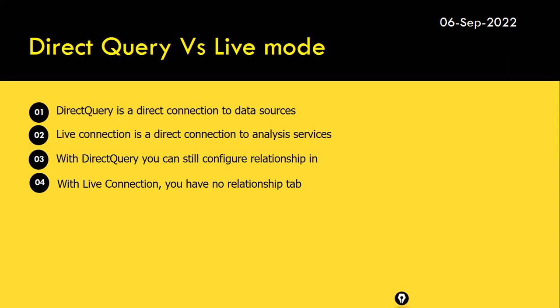So of all the three, import is best, but if the volume of data is very high, then you can go for direct query. But compared to direct query, live mode is the winner. It is much faster than direct query. In both cases, we are connecting directly to the data source. Then why is live mode faster?